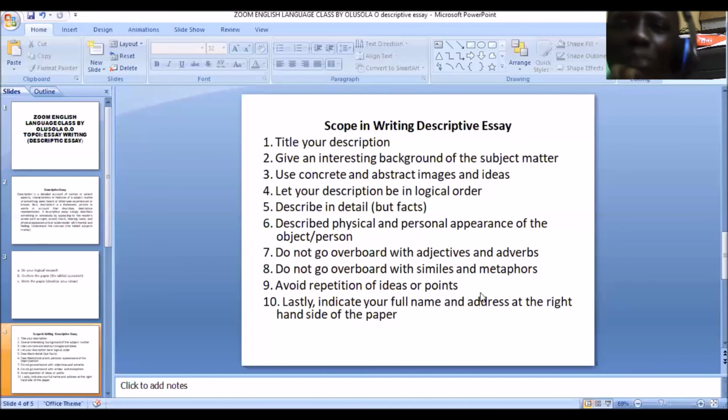Once you mention a point and you establish the point, then you don't need to go over the point again. Then lastly, indicate your full name and address at the right-hand side of the paper. That is at the bottom of the paper, at the right-hand side.